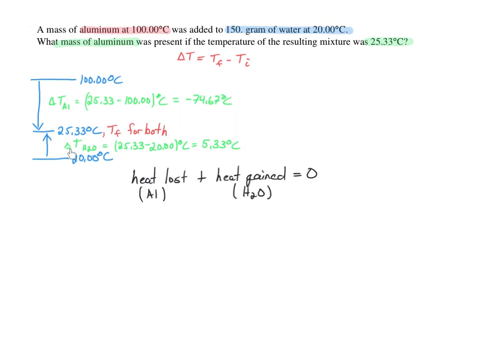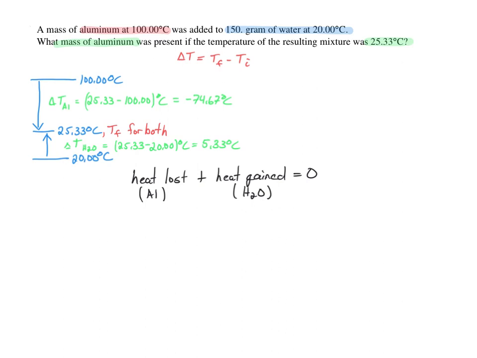Now when we calculate delta T, it's different for the aluminum versus the water. But in each case, we calculate it the same way, the final temperature minus the initial temperature. So for aluminum, the final temperature is 25.33. The initial temperature is 100. So the result is a negative temperature change.